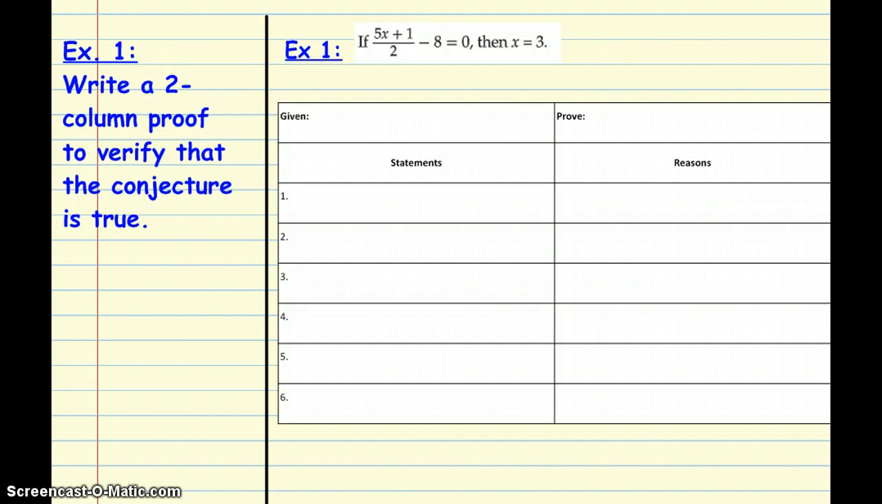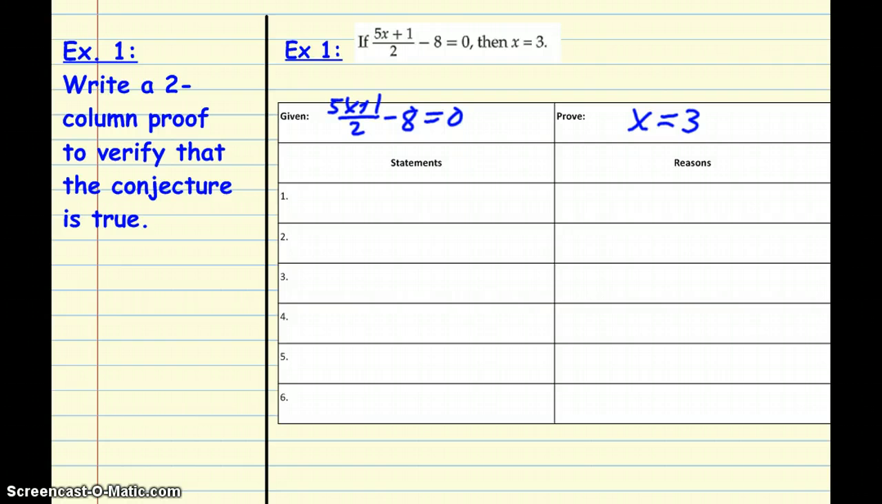Okay, so now that you're back, let's do an example using the algebraic properties. We're given this conjecture: if (5x + 1) divided by 2, minus 8 equals 0, then x equals 3. So here is the two-column proof that we're going to set up. We're given if (5x + 1)/2 - 8 = 0, and we're going to prove that x equals 3 by using the algebraic properties that we just wrote down.